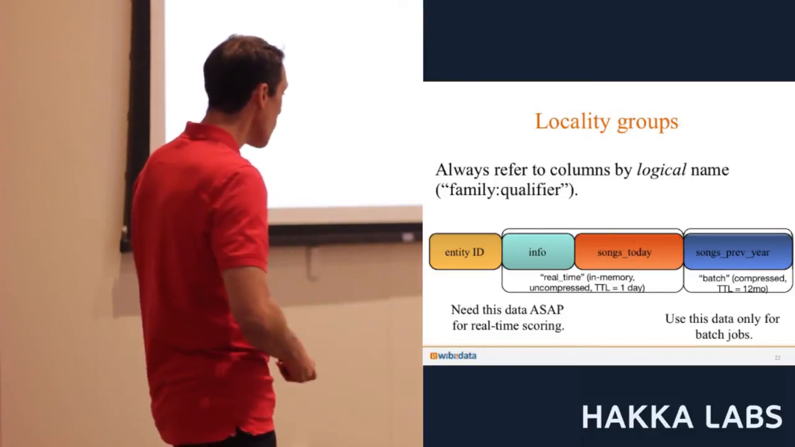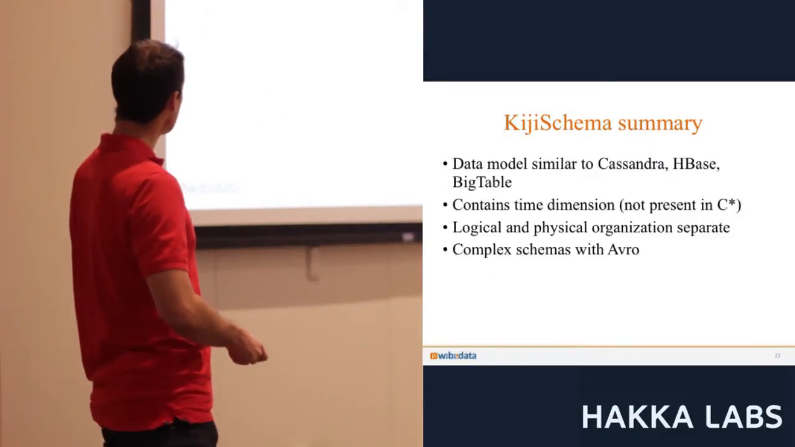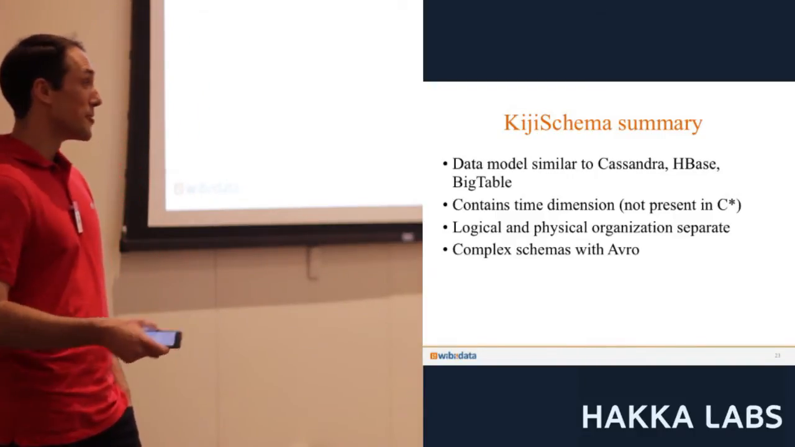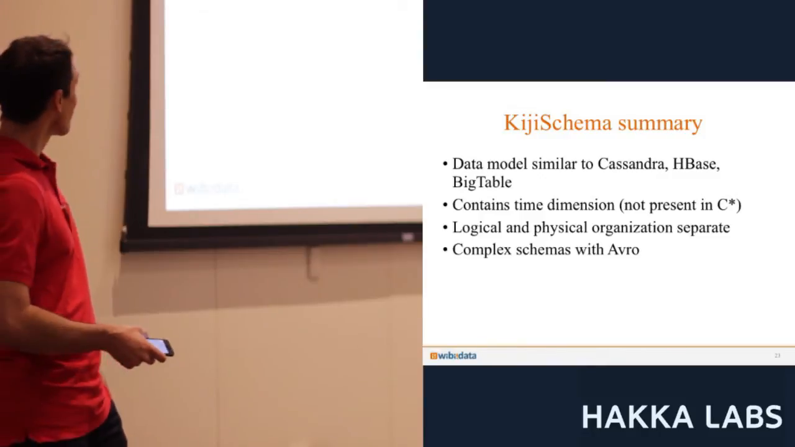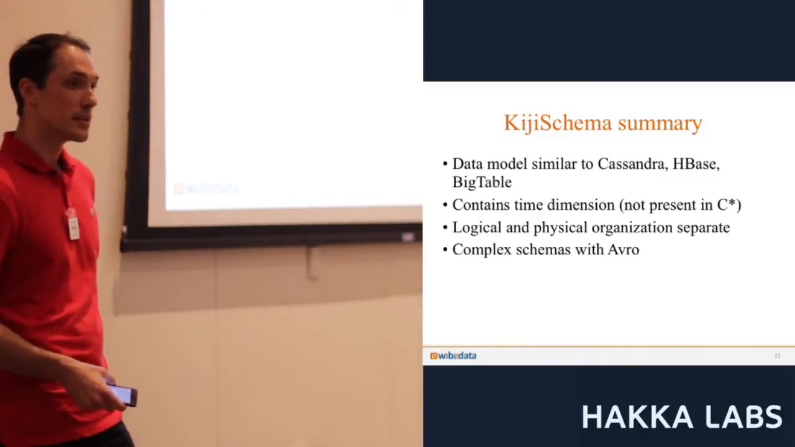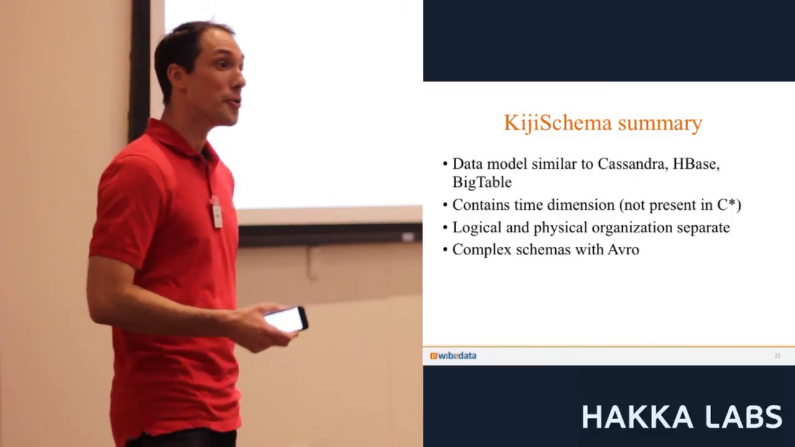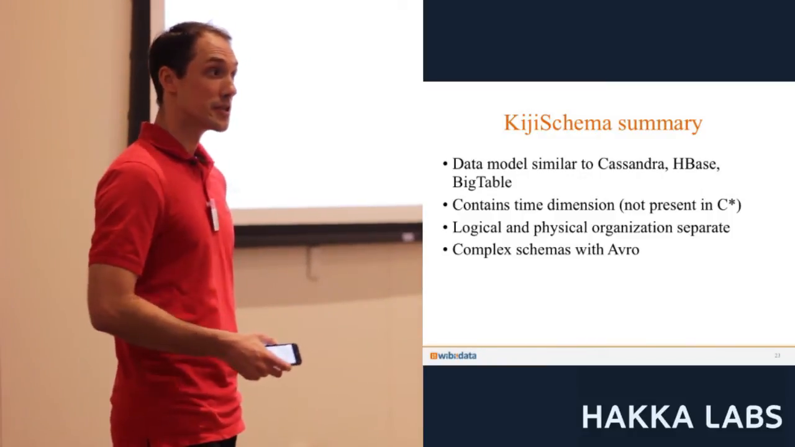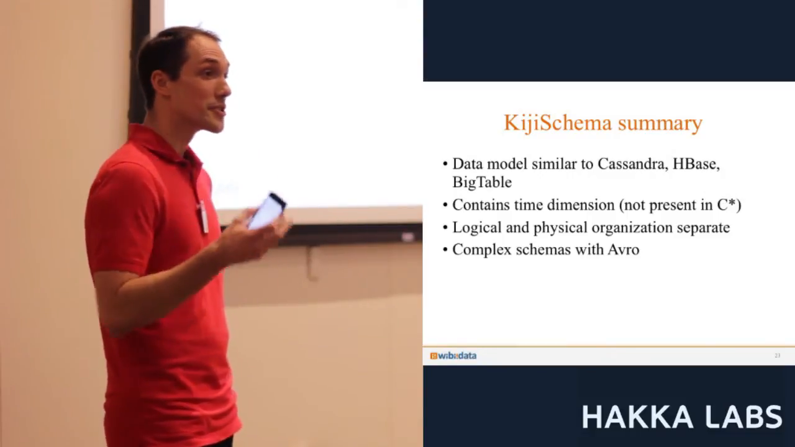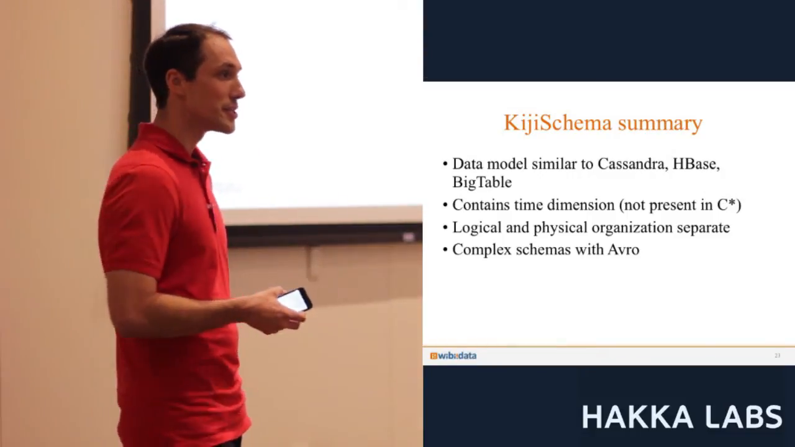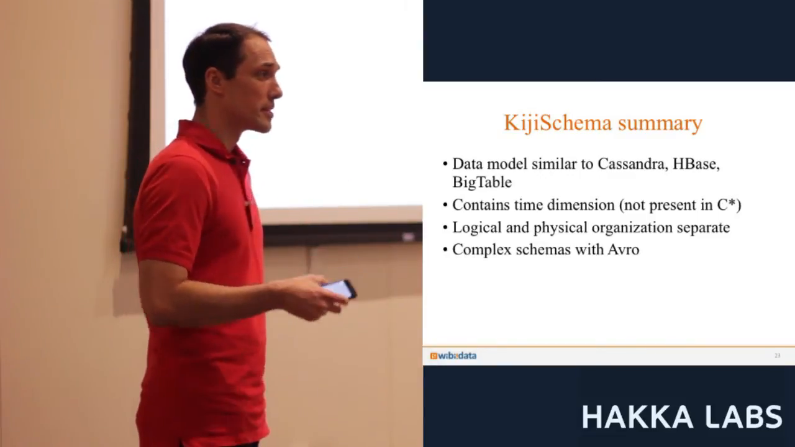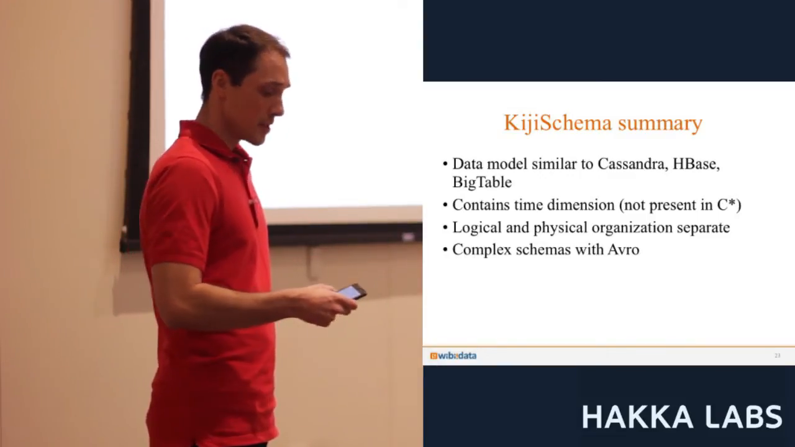So, a quick overview of Kiji Schema. Again, it's similar to what you'd get in Cassandra and HBase, and naturally, therefore, also Bigtable. It was originally based on the data model for HBase, so that's why we get this explicit support for different timestamp versions of the same column. We tried to separate the logical and the physical organization of data. And it also has support for complex data types and evolvable schemas.